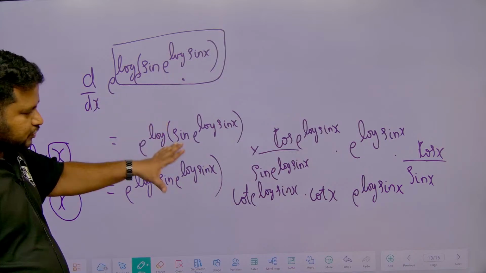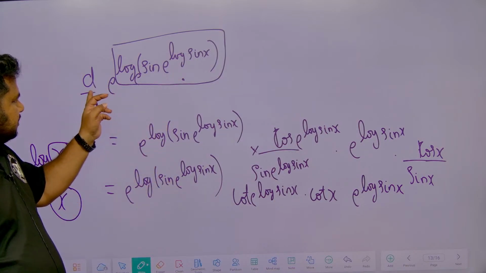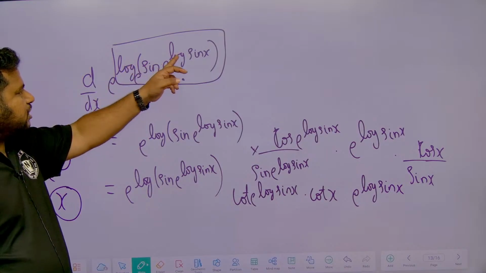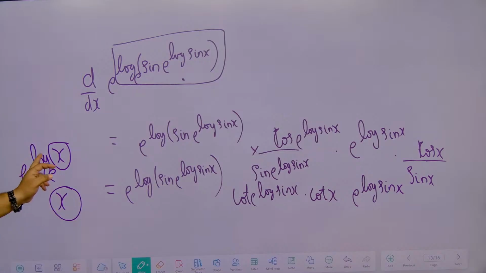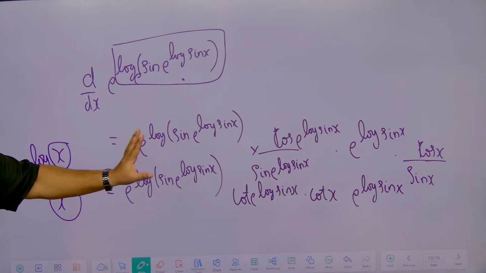Instead of doing all this, you could have done d by dx of e power log of something, which means you will write whatever is inside, that will be the answer. E power log of something means you will write this something only. The differentiation we did is perfectly all right.